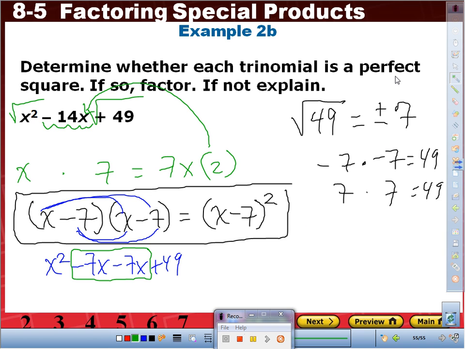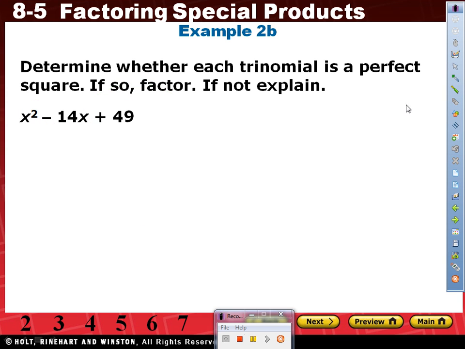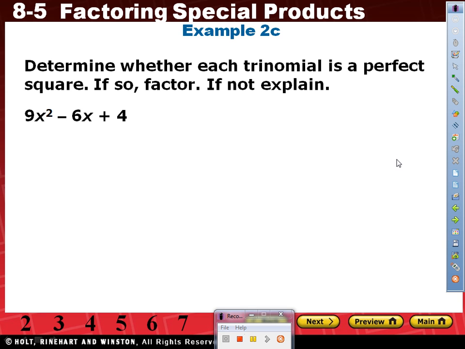Let's do another one. Example 2c. Copy that one. 9x squared minus 6x plus 4.